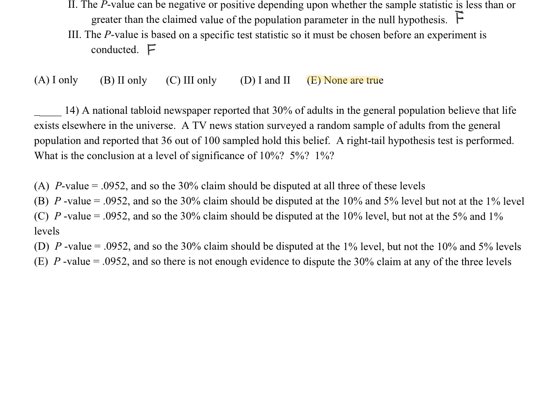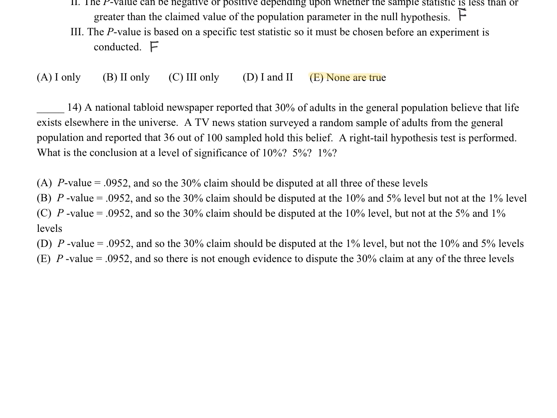Next one says, a national tabloid newspaper reported that 30% of adults in the general population believe that life exists elsewhere in the universe. A TV news station surveyed a random sample of adults from the general population and reported that 36 out of 100 sampled hold this belief. A right tail hypothesis is performed. What is the conclusion at a level of significance of 10, 5, and 1%? The right tail hypothesis means that the alternative hypothesis is greater than. So p is going to be greater than 0.30.